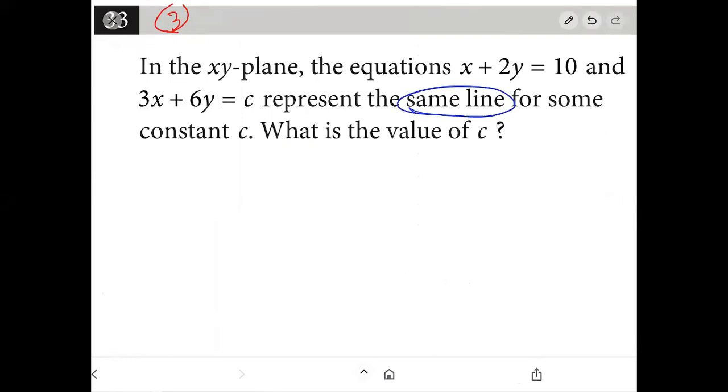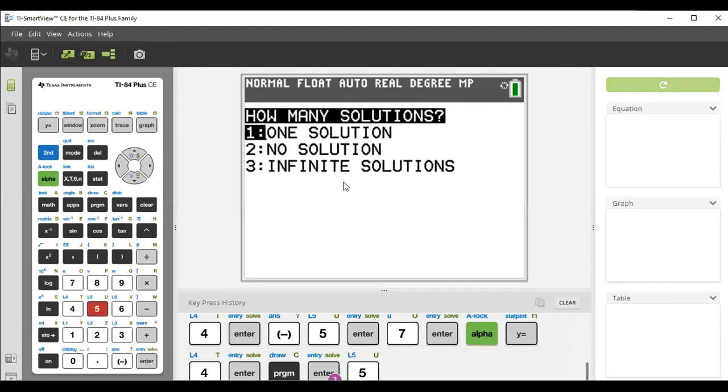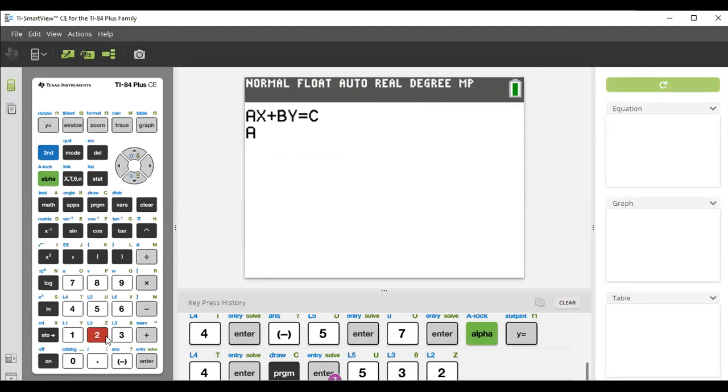So basically, if they're the same line, that means that they have an infinite number of solutions. That's what you should get from this. So we have to find the value of C that will make these two lines equal to each other. So we're going back to the calculator. We're going to press option 5. This time we're going to choose option 3 for infinite. Press 3. And the equations were also in standard form, so we choose 2.